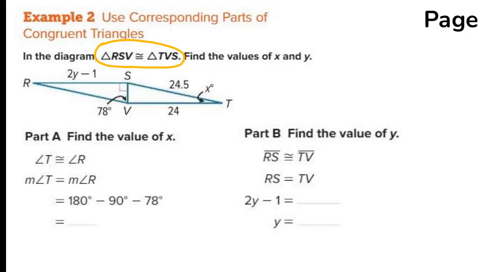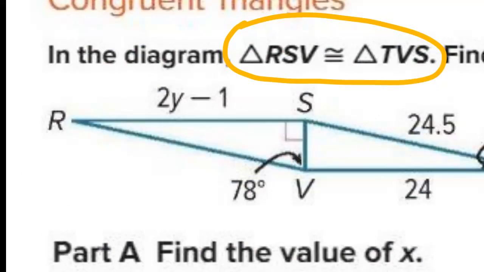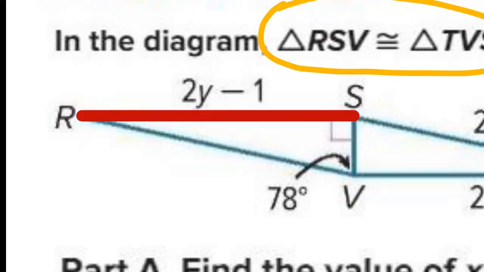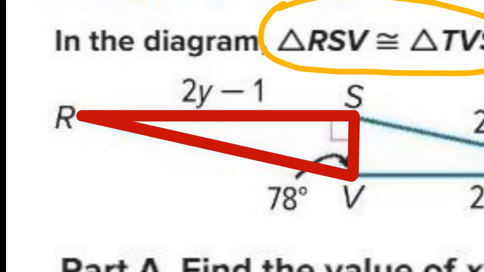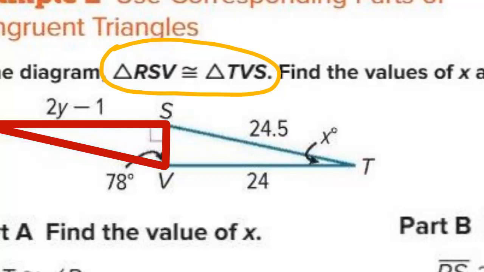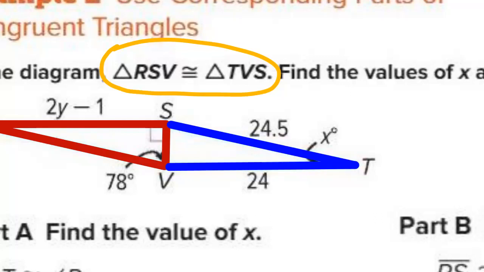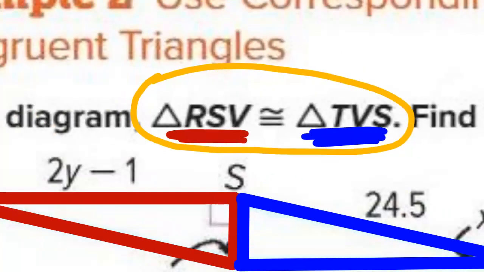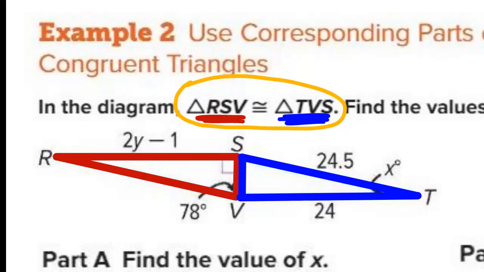So I'm going to put some colors around my triangles to keep me grounded. Triangle RSV, I'm going to outline in red. And triangle TVS, I'm going to outline in blue. That way I can talk about the blue triangle and the red triangle, and I can try to keep myself straight. So RSV is my red triangle. TVS is my blue triangle. Which angles are congruent to each other?